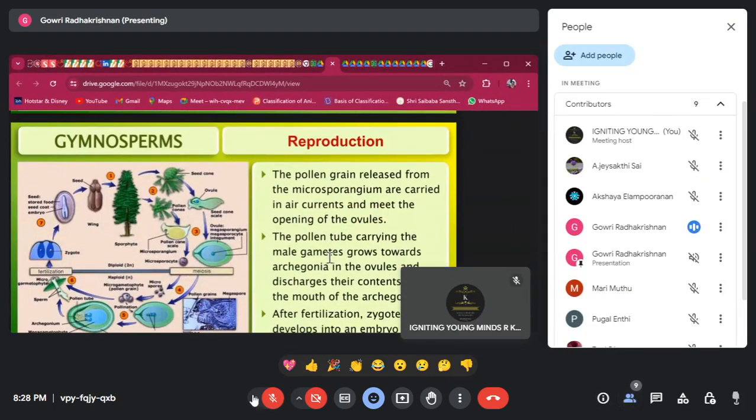The pollen grain released from the microsporangium or carried in air currents. And madam, open. One minute. One Pukal is actually raising his hand. Pukal, what is your problem? Can you tell me? Pukal, you switch on your mic and then speak. No, I think by mistake he must have pressed something. Okay. Carry on, madam, please. Okay, sir.